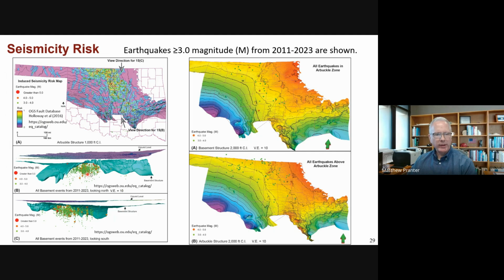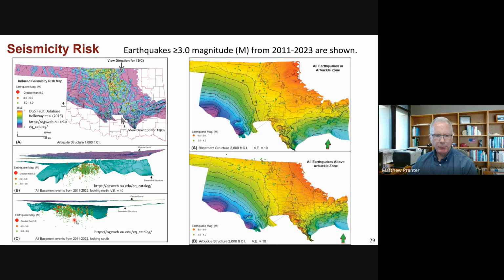And what this shows in these lower views is the distribution of magnitude 3 or greater earthquakes and where they occur. The surface that you see here is the basement surface, and most of them occur within the basement interval. This upper surface here is the ground level.